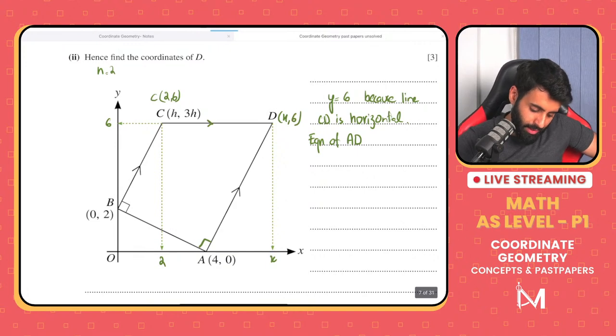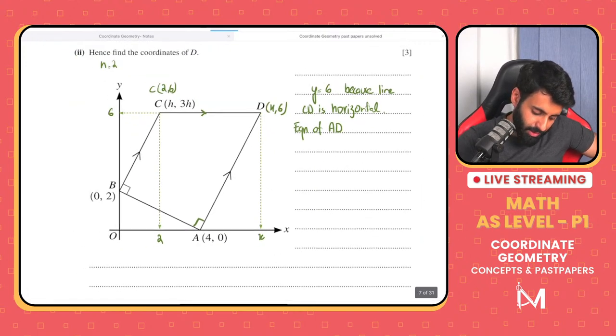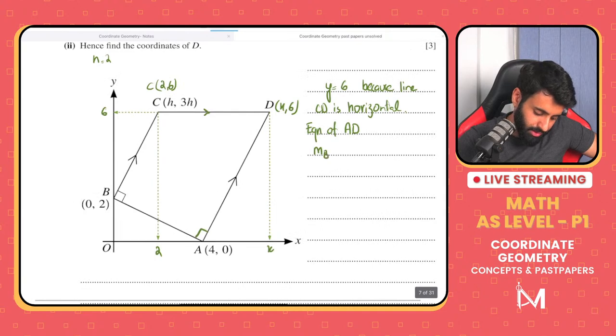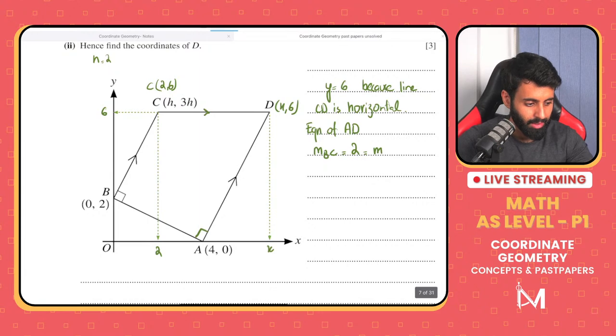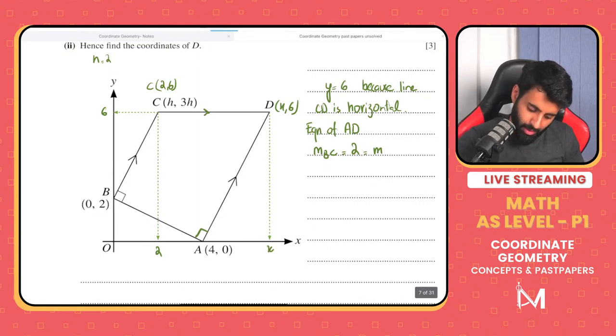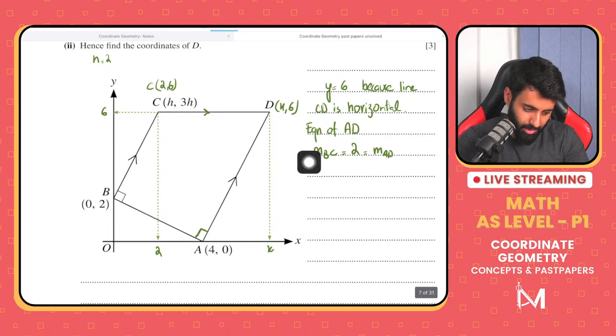So we already know what the gradient of line BC is. It's equal to 2, okay? And that will also be equal to the gradient of line AD. Now, why is that? That is because they're both parallel, okay? So here's what we are going to do. The gradient of line BC is equal to 2, which is equal to the gradient of line AD.